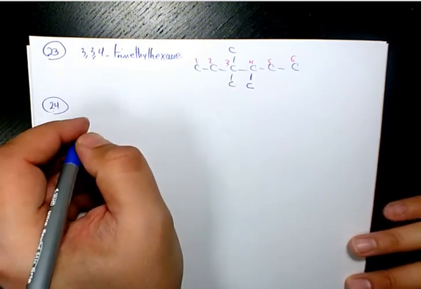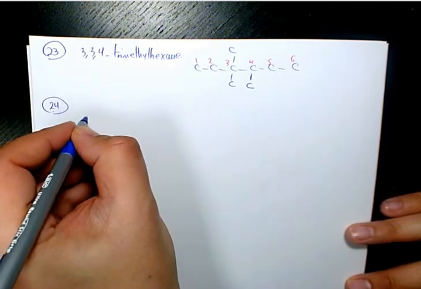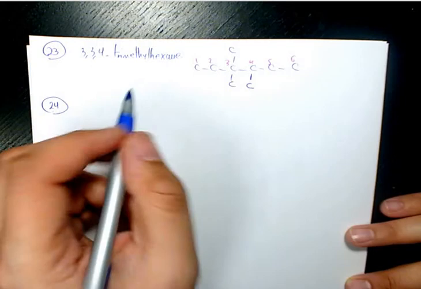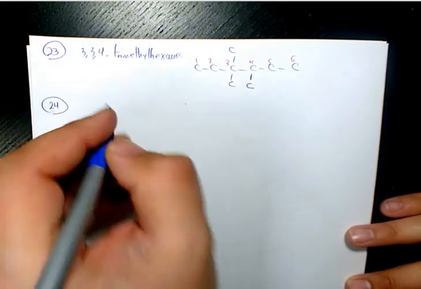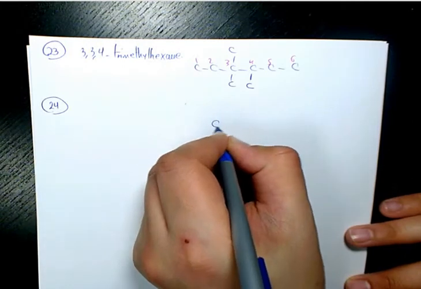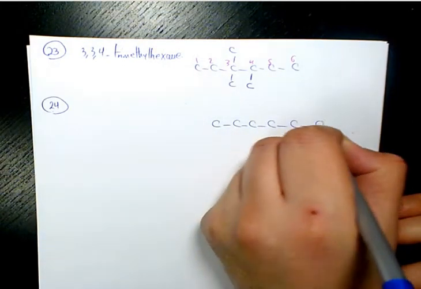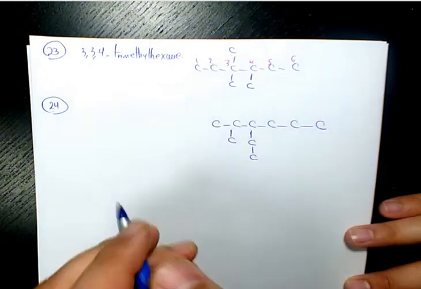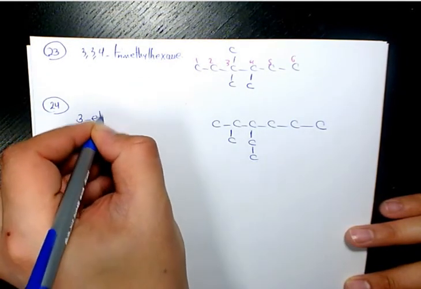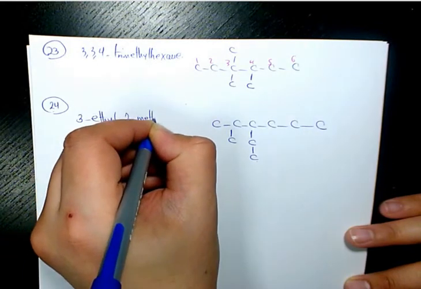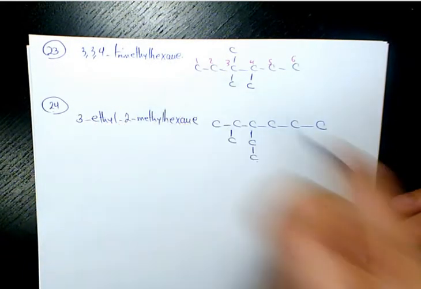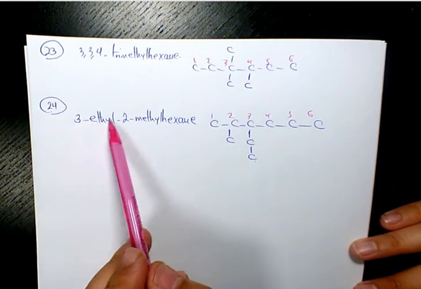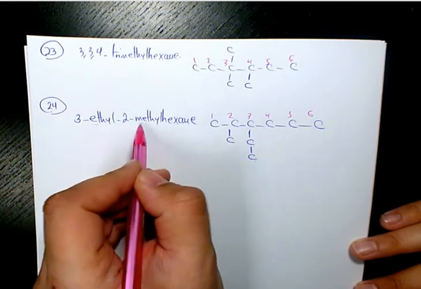Number 24 is going to be. Now all the methyls are done, the trimethyl isomers. I'm going to have 1 methyl and 1 ethyl. So I'm going to have one like that, 1, 2, 3, 4, 5, 6. So we're going to have 1 methyl in here and 1 ethyl in here, which is going to be called 3 ethyl, 2 methyl hexane. Why? Because 1, 2, 3, 4, 5, 6, and we named ethyl first because E comes before M in alphabetic order.